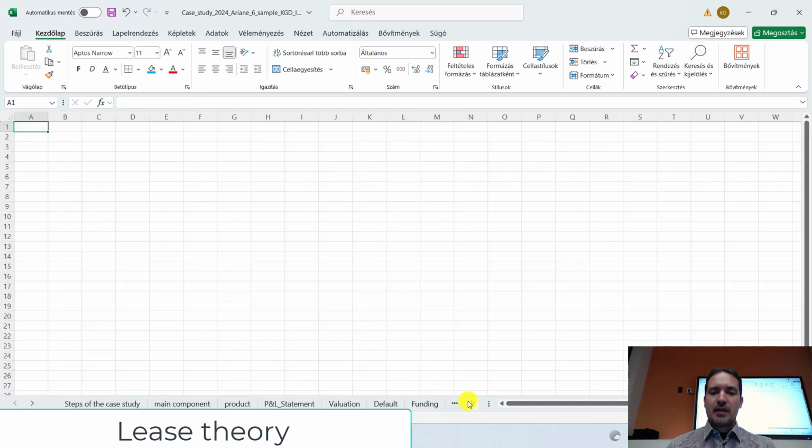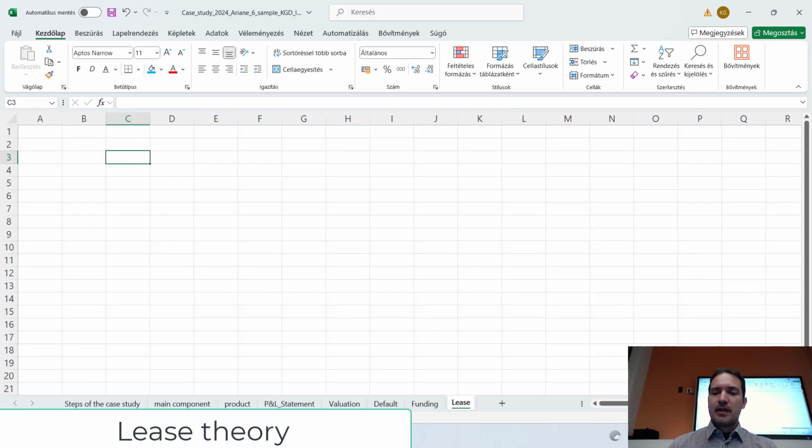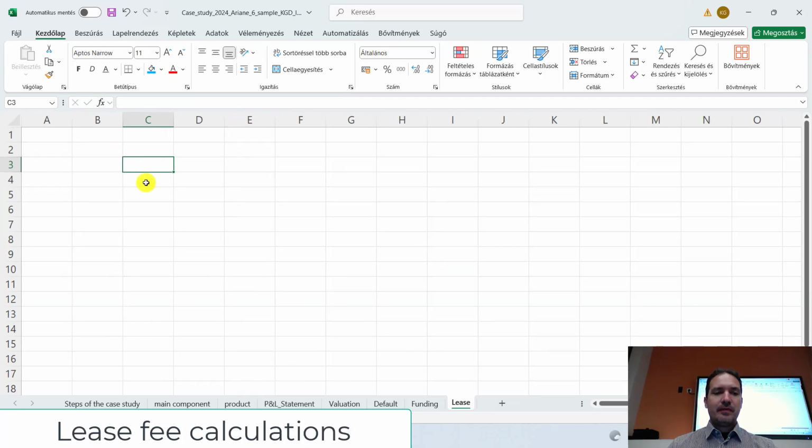Yeah. So now let's create a designated lease sheet for ourselves within the Excel, and after that we can build up all these things. So first, interest rate.